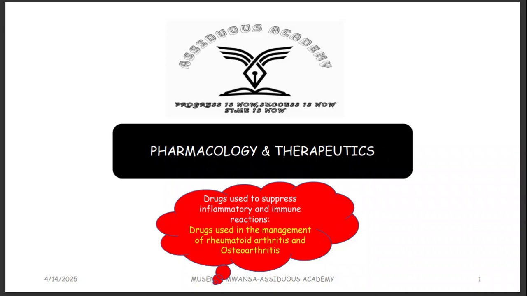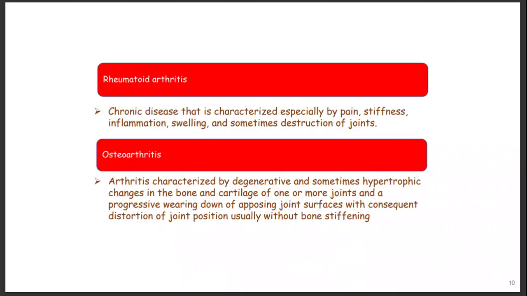So, still talking about drugs that are used to suppress inflammatory and immune reactions, and we're talking about drugs used in the management of rheumatoid arthritis and osteoarthritis. So, what is rheumatoid arthritis? It's a chronic disease that is characterized by pain, stiffness, inflammation, swelling, and sometimes destruction of the joints. That's rheumatoid arthritis.